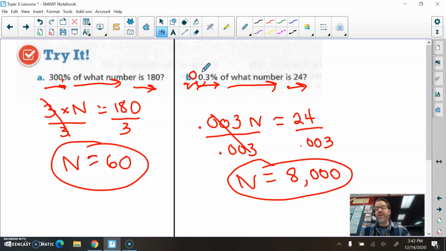That's it. So it's a lot like yesterday, only now all of a sudden you're dividing by decimal values on a lot of these to solve them, and you're getting answers that are larger than the number you're starting with.